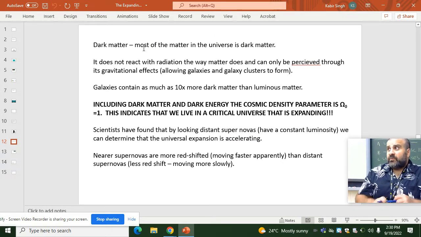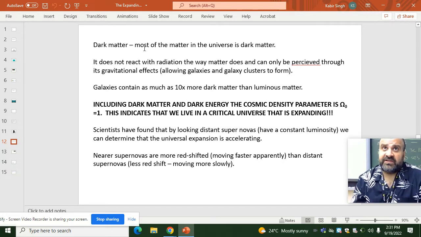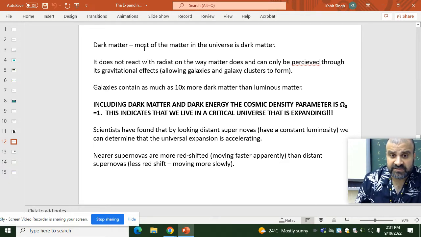Okay, when we talk about the universe and matter, there are things we still don't understand, right? Concepts of dark energy, concepts of dark matter. In terms of matter, most of the universe is dark matter.